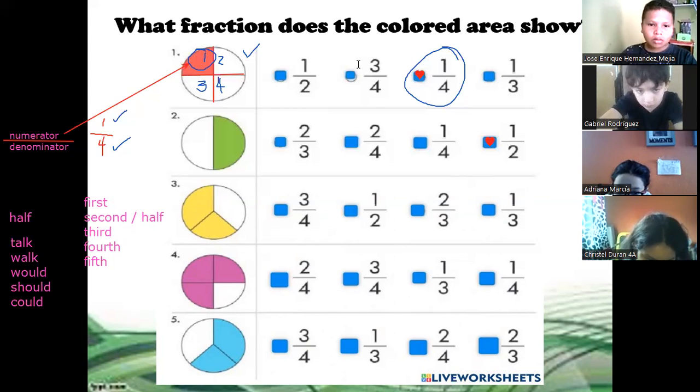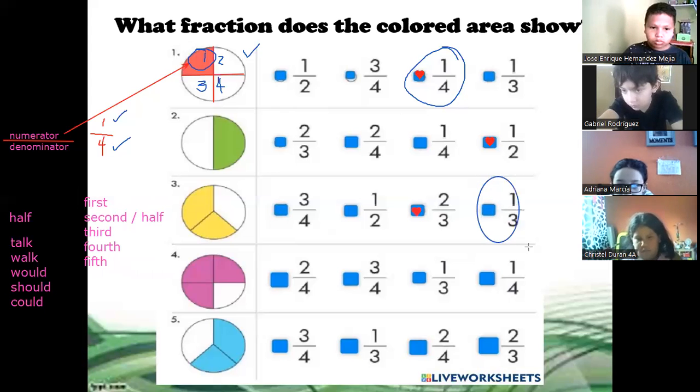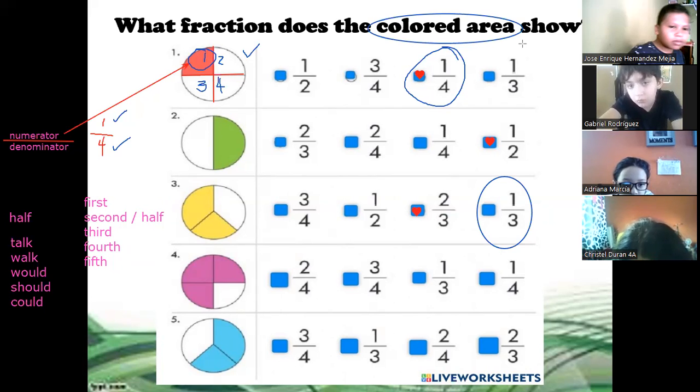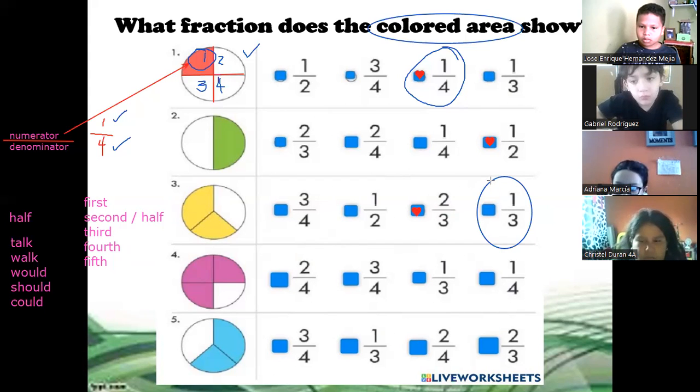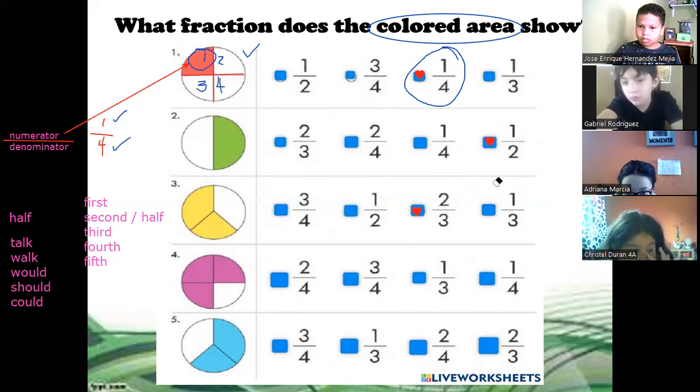So in this case, what is the answer? 3/4, 1/2, 2/3, or 1/3? 1/3. Okay, 1/3 represents the part without color. This one represents the colored part, the color area. This is the exercise. We need to identify the fraction that names the color area. So in this case, 1/3 could be the answer if the exercise asked what fraction the area without color shows. But in this case, it's color.